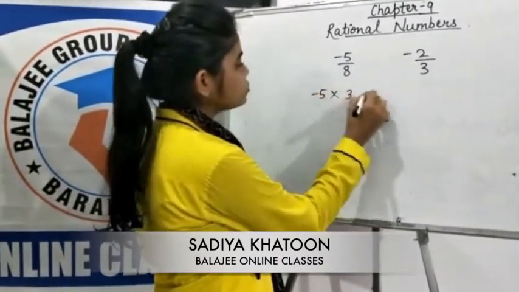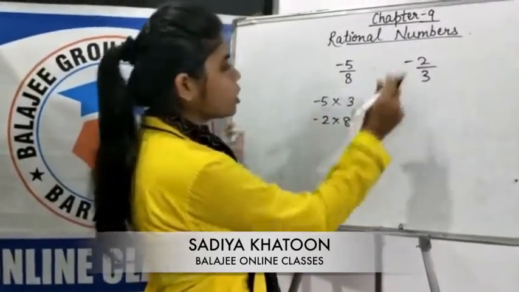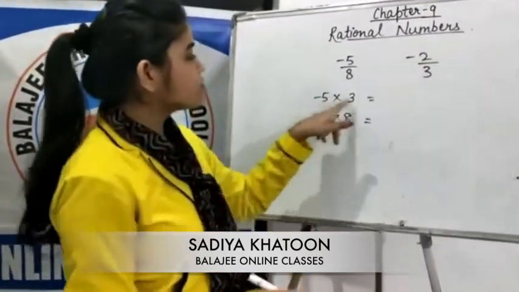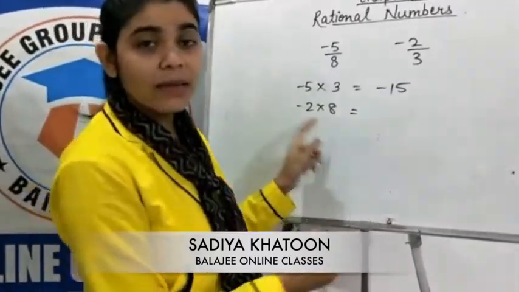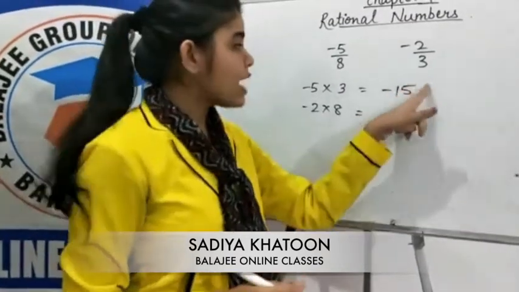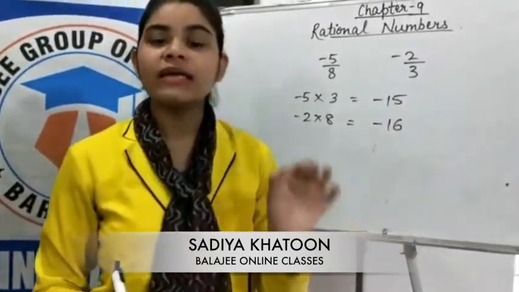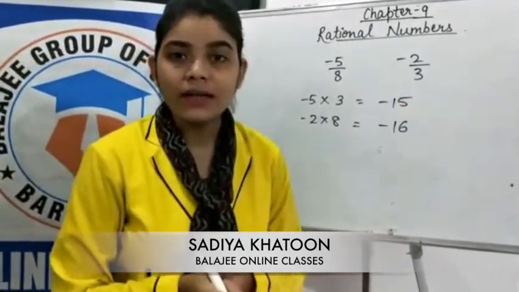Minus 5 into 3 and then minus 2 and 8. This is called cross multiplication. Minus 5 into 3 will be minus 15 and minus 2 into 8 will be minus 16. Now you have to compare minus 15 and minus 16. Now tell me which is the greater one.